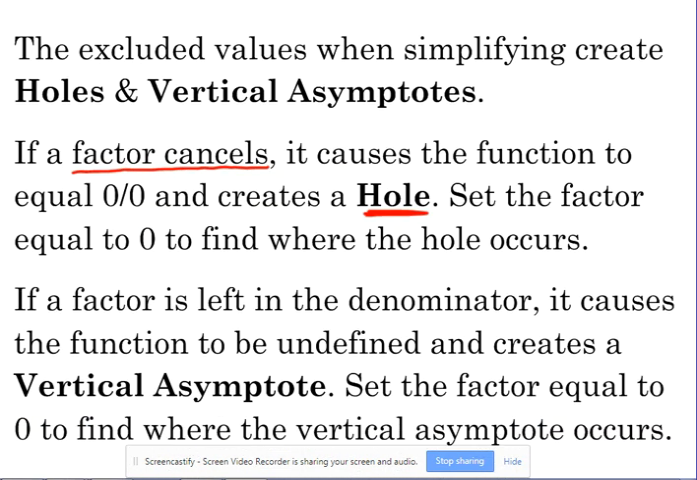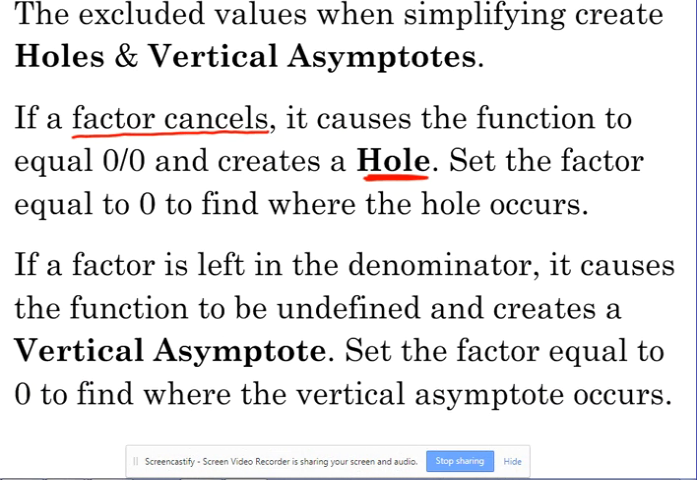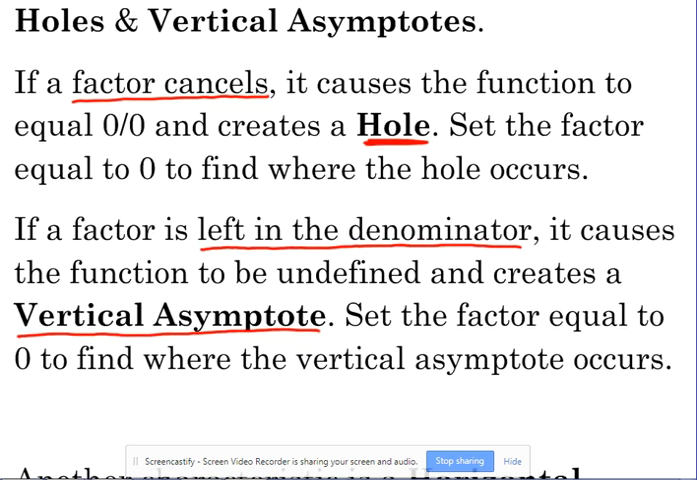Scenario number 2 is if a factor is left in the denominator. After we've simplified, what's left in the denominator causes your function to be undefined. It causes you to divide by 0, and that creates a vertical asymptote. So those are the two scenarios that we're going to worry about first. If we cancel something, it's a hole. If it's left in the denominator, that's a vertical asymptote. And in both cases, we set those factors equal to 0 to find out where it's happening.